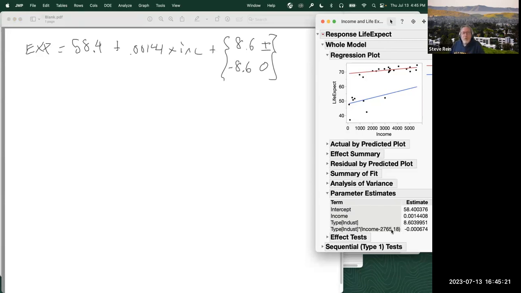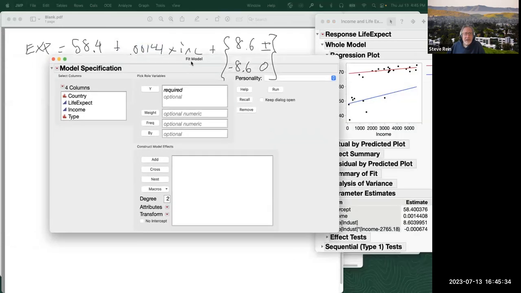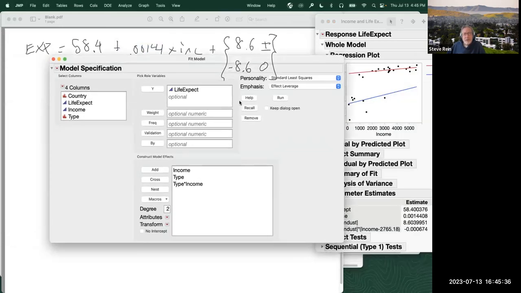I don't want to have to subtract 2765 from the income before doing algebra like I had done last time. Let's try fixing that under Analyze, Fit Model. You can, under recall, that's the model we fit. Okay.